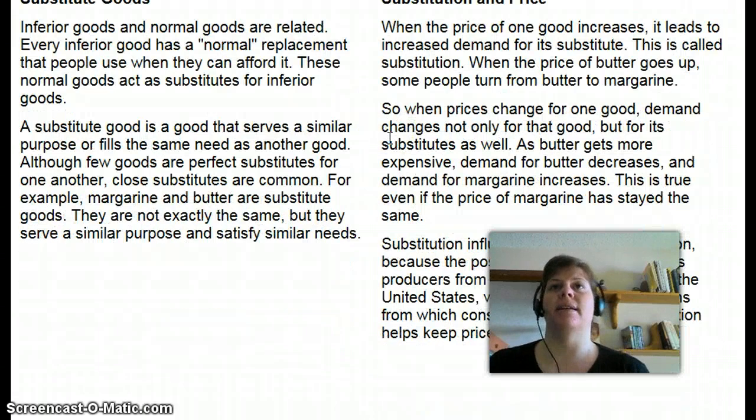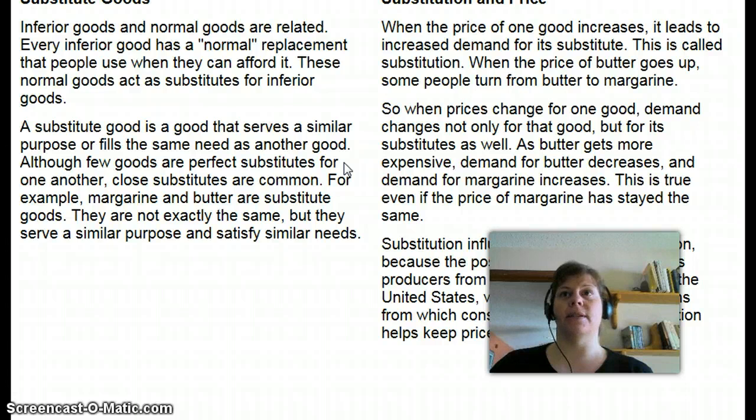Substitution and price. When the price of one good increases, it leads to increased demand for its substitute. This is called substitution. When the price of butter goes up, some people turn from butter to margarine. So when prices change for one good, demand changes not only for that good, but for its substitutes as well. As butter gets more expensive, demand for butter decreases and demand for margarine increases. This is true even if the price of margarine has stayed the same.